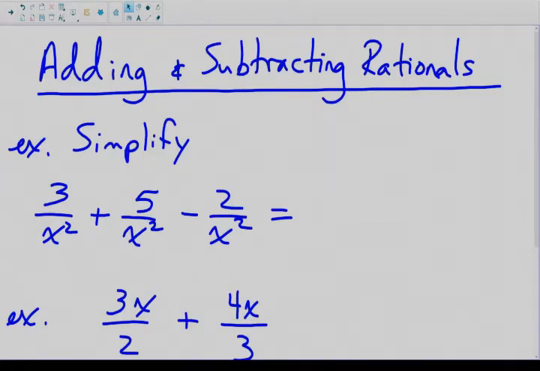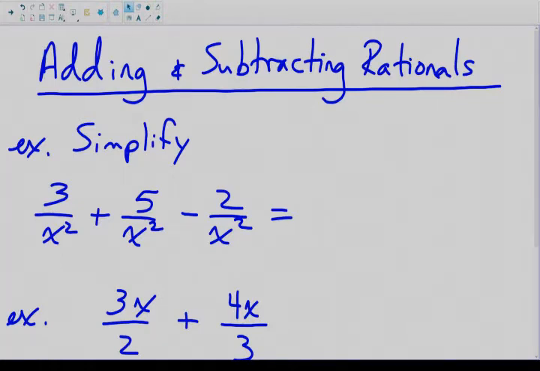Hello folks. This lesson we're going to look at adding and subtracting rationals. So, adding and subtracting, one of the most, or the two most evil operations in all of mathematics.